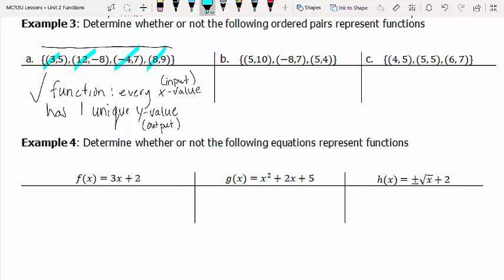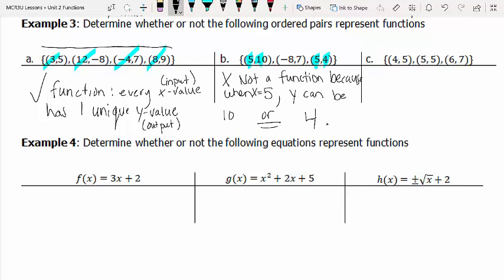Okay, no, look at this. So here's the x value 5, and its output is 10. But over here we have an input of 5 again, and this time it has an output of 4. So that means that the input of 5 has 2 possible outputs, 10 and 4. And that is not a function, because functions can only have one output for any input.